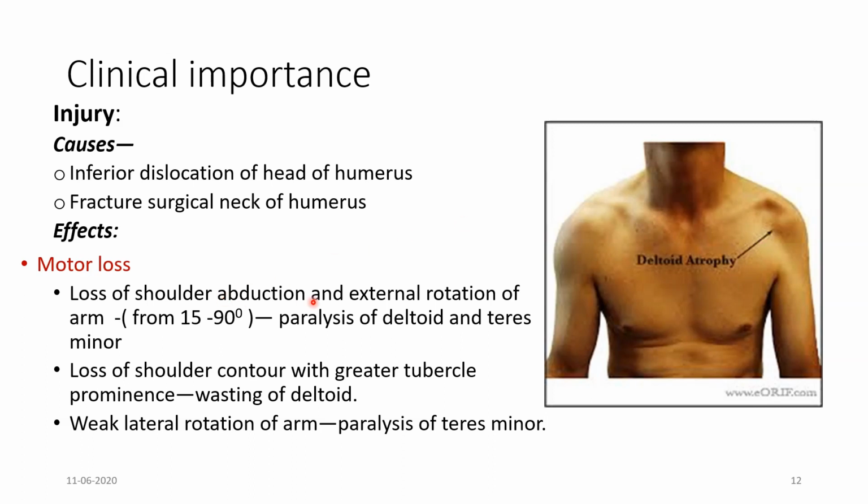So there is loss of shoulder abduction and external rotation of the arm. That is due to paralysis of deltoid and teres minor muscles. And there will be weak lateral rotation of the arm because of paralysis of teres minor. So there is atrophy of the deltoid muscle because of injury to the axillary nerve, which is close to the surgical neck of humerus.